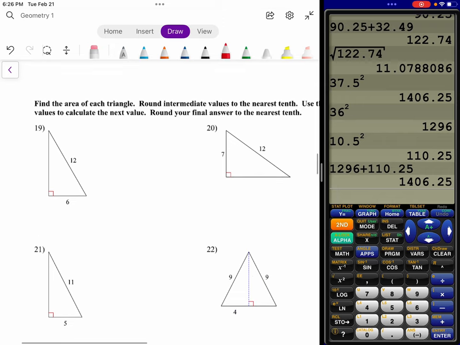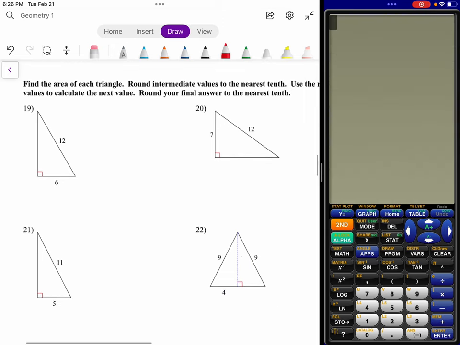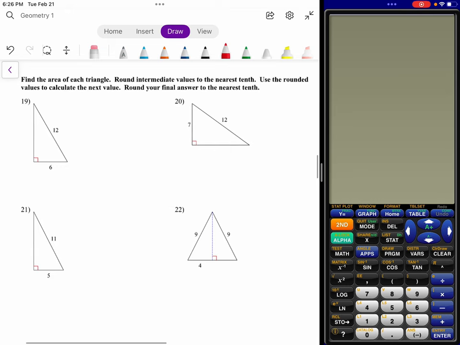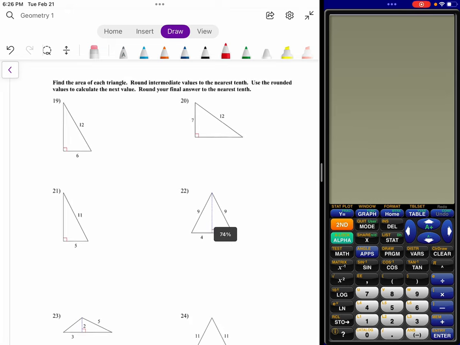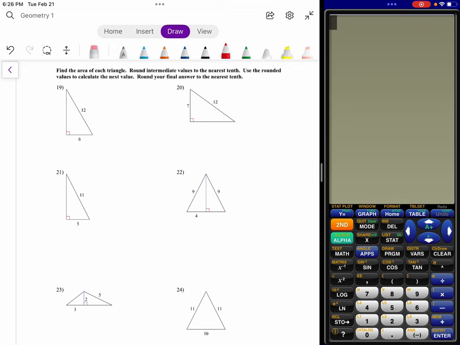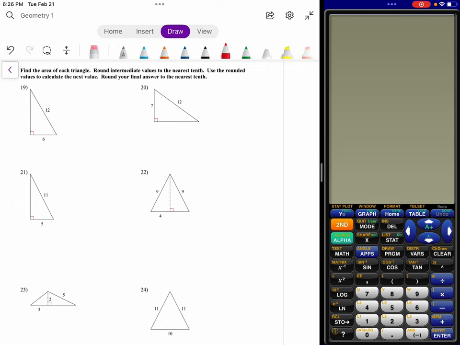And the last part of this lesson, we're going to use Pythagorean theorem to help us find areas of triangles. So we know that the area of a triangle is 1/2 base times height. And we also know that base and height are always perpendicular. Always perpendicular. So in some of these, we don't have both the base and height. We need to find them.